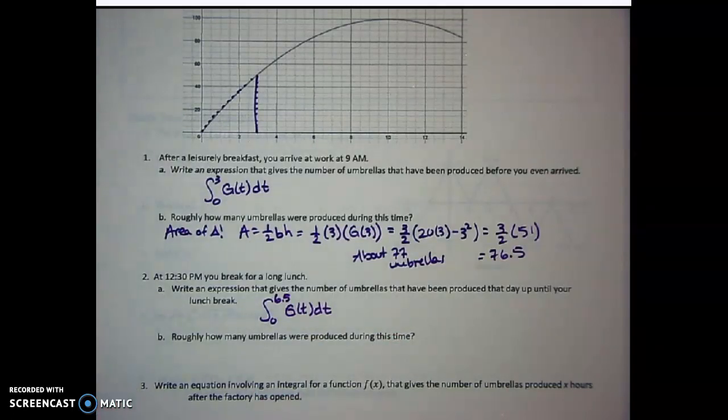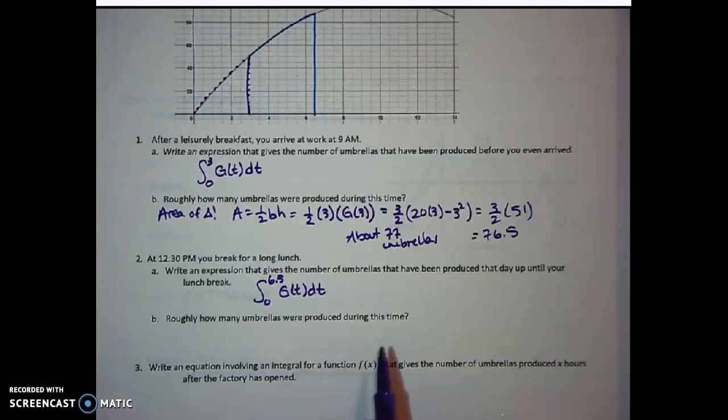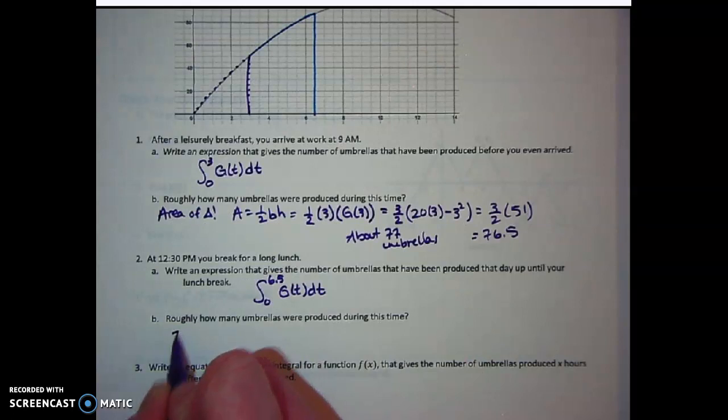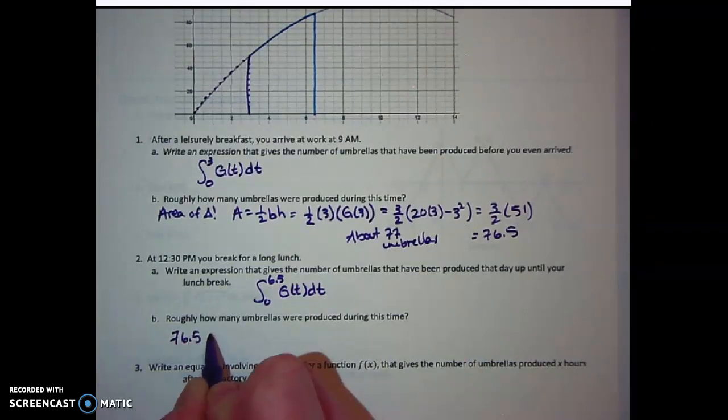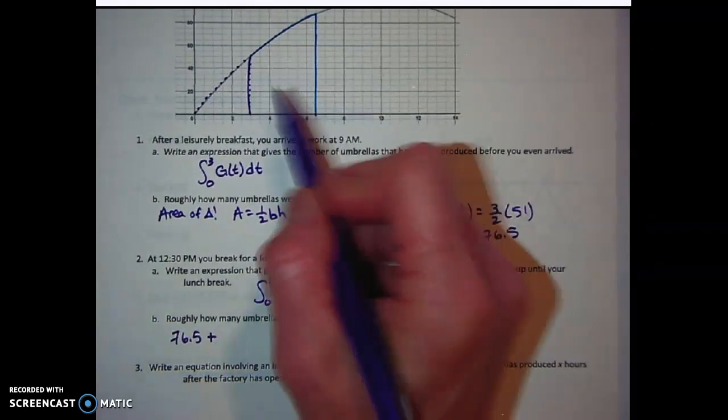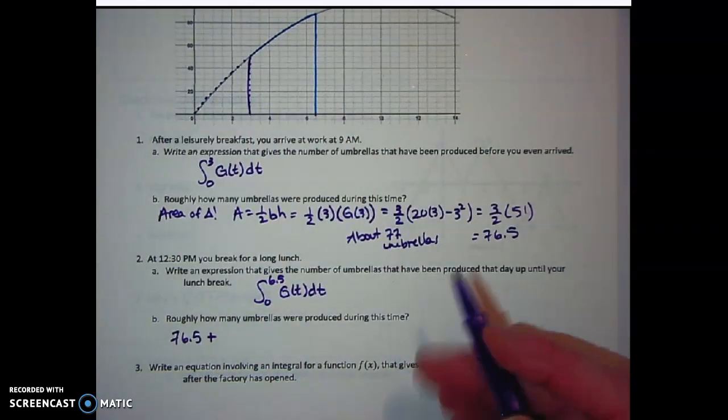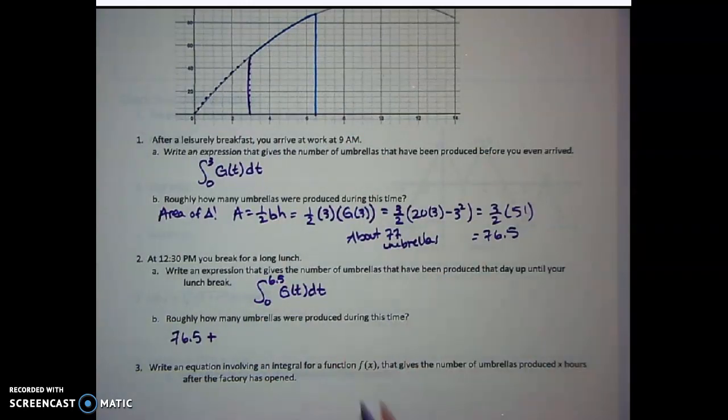Again, I'd like you to pause the video and use any methods you'd like to see if you can determine how many umbrellas were produced in the first 6.5 hours. So I'm going to use the triangle that I just found. That was 76.5. Plus, I notice that I have a trapezoid there as the remaining time.